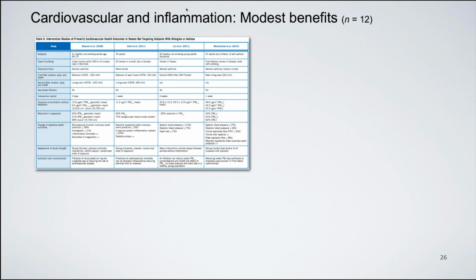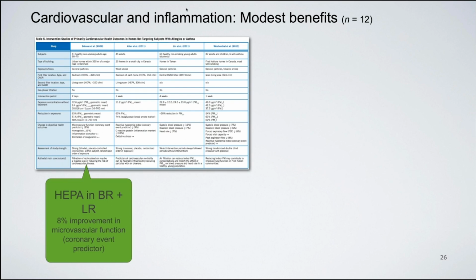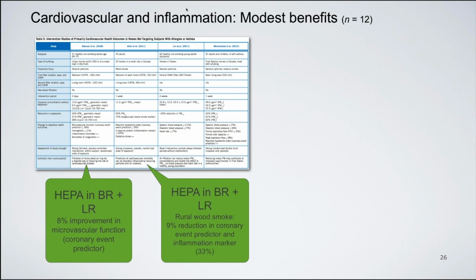These next set of tables really have to do with cardiovascular effects and inflammation effects. And for these, again, bear in mind that this is 18 out of 20 studies are showing improvement in these results. The HEPA in the bedroom and living room, an 8% improvement in microvascular function. HEPA filter in bedroom and living room in an area where there's rural wood smoke, 9% reduction in coronary event predictor and inflammation marker.